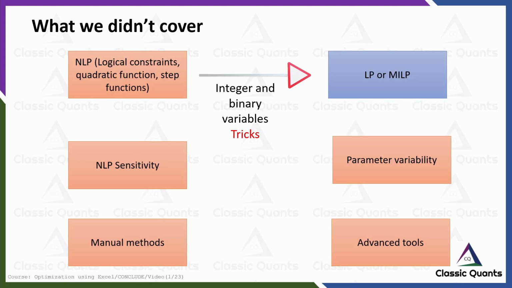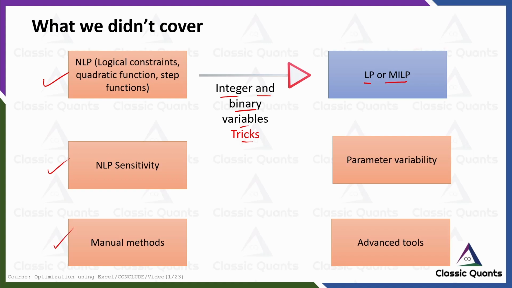Although I have tried to cover the entire course, I have still left some portion out because these are parts of advanced optimization and may not be included in the basic course. First of all, nonlinear programs can be converted into linear programs or mixed integer linear programs by using some integer and binary variable tricks, but those conversions we did not cover in this course. Secondly, the sensitivity analysis for nonlinear programming was also not discussed.